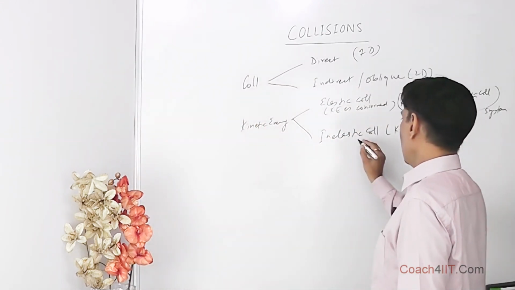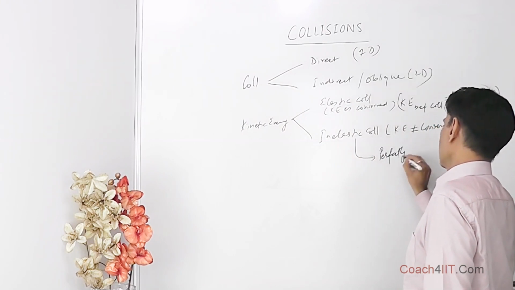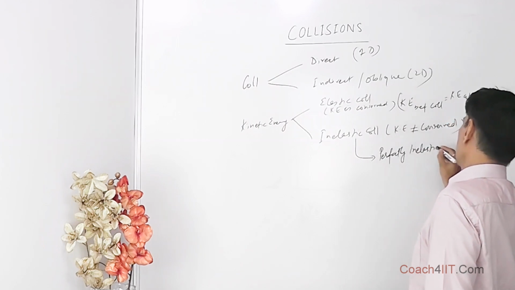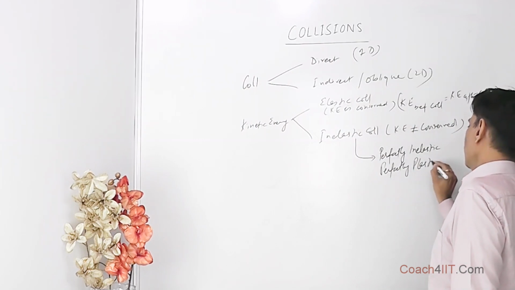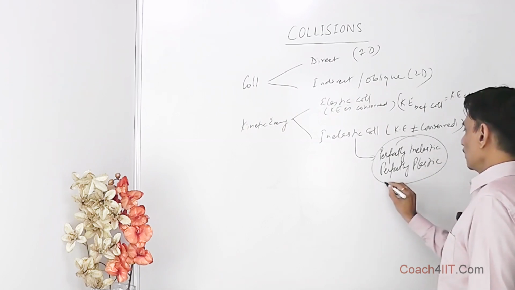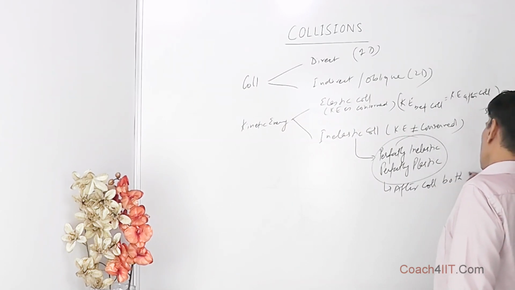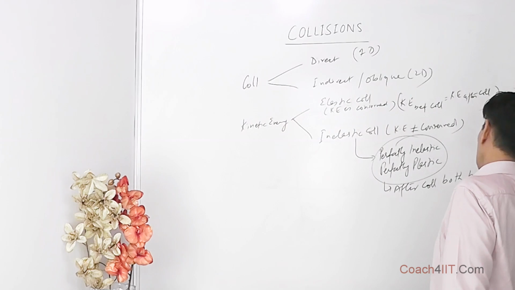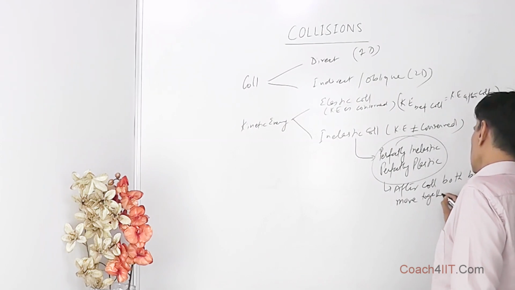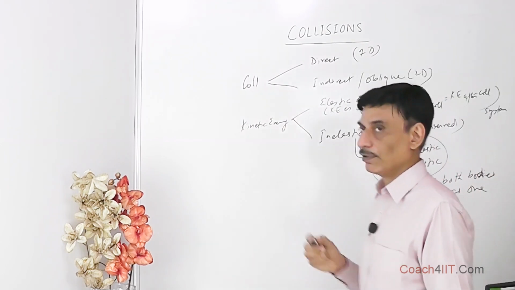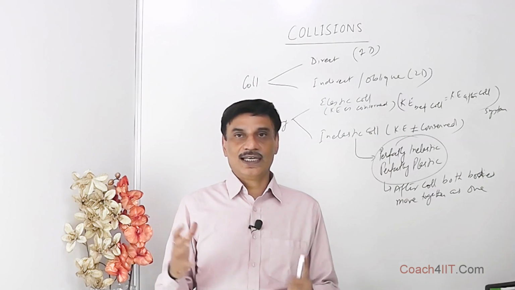So in inelastic collision we have one interesting case, what you call perfectly inelastic. Either you say perfectly inelastic or you say perfectly plastic. It's one and the same thing. Here what happens is, after collision, both bodies, or whatsoever number of bodies you have, move together as one body. That is, they have a common velocity, they move together as one body. So this is generally how collisions are categorized.